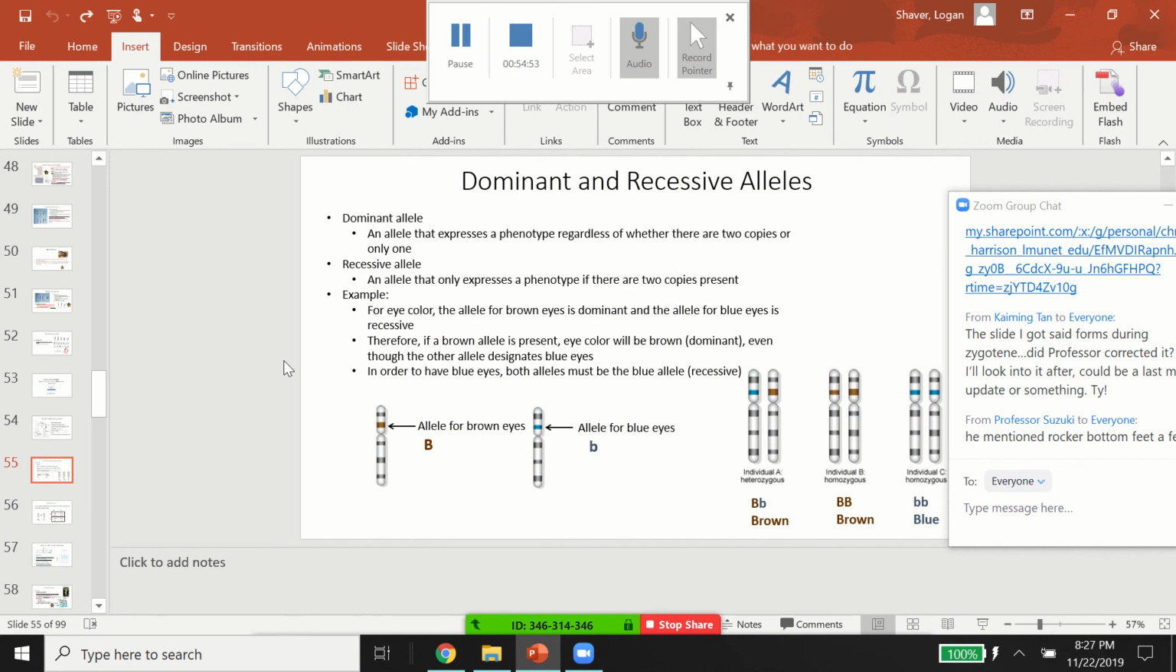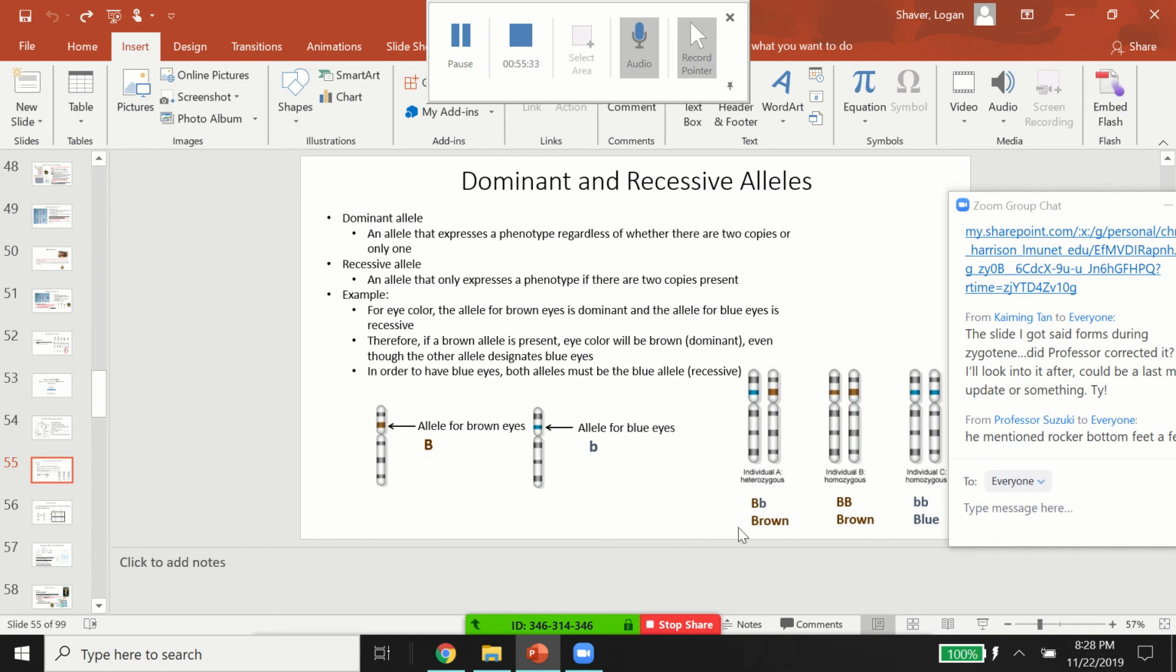Also, I decided to include this as well because it gives you a nice little basis for dominant and recessive alleles. Basically, the dominant allele is the allele that expresses the phenotype regardless of whether there's two copies or one. The example I like is this one down here. This big B is your dominant allele, while this little b is your recessive allele. And this actually rings true in real life. Brown eyes is definitely dominant toward the recessive blue eyes.